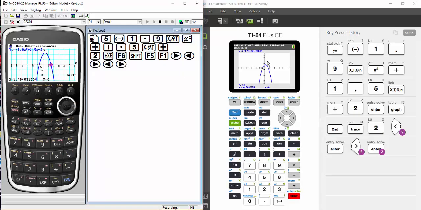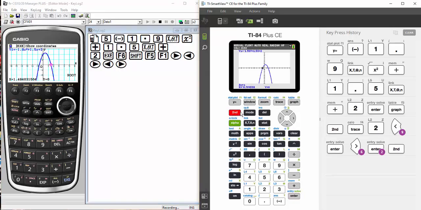On the TI, I have to do a little bit more. If I want to find this root on the right-hand side here, I'm going to have to go through the same process that I went through before. I'm going to have to do second, trace, choose number 2 for my value, and again, use my arrow keys to identify where that root is. So here's my left bound, I hit enter, use my arrow to go a little below my root and hit enter to show the right bound, make a guess, hit enter, and there is my second root.